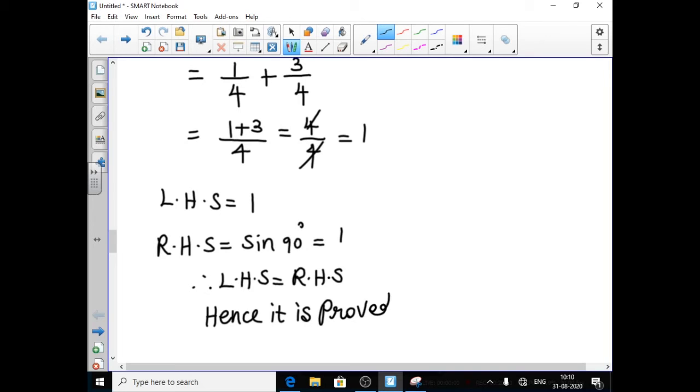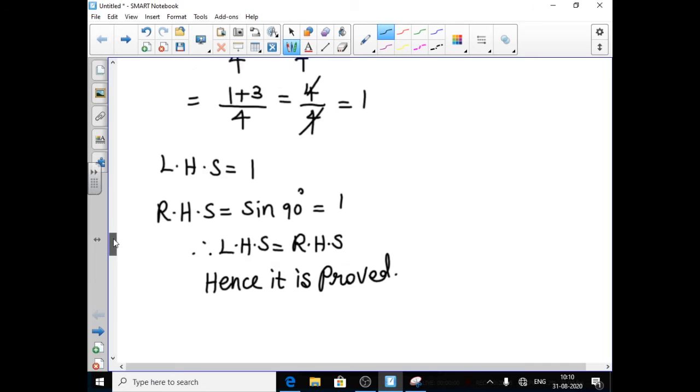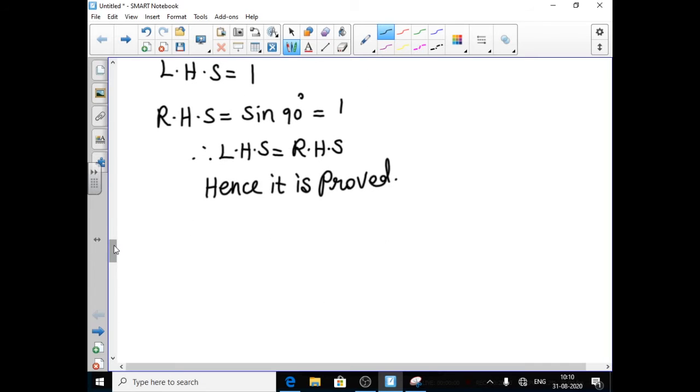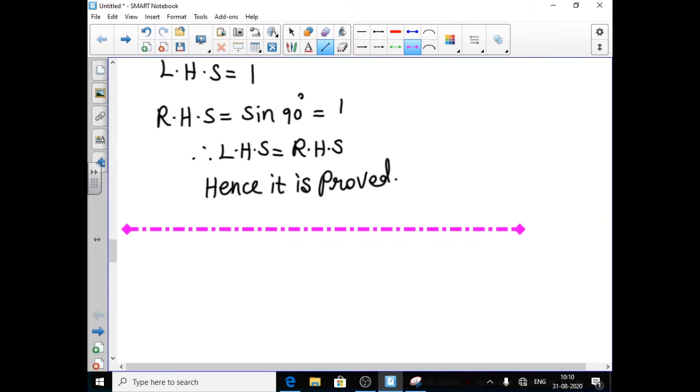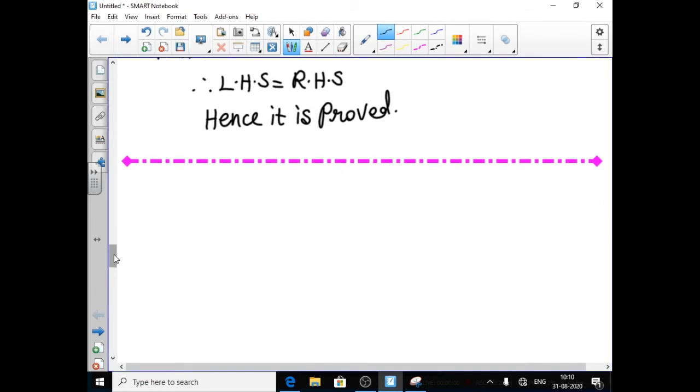Okay, so your first problem is over. Then the second problem: find the value of the following.